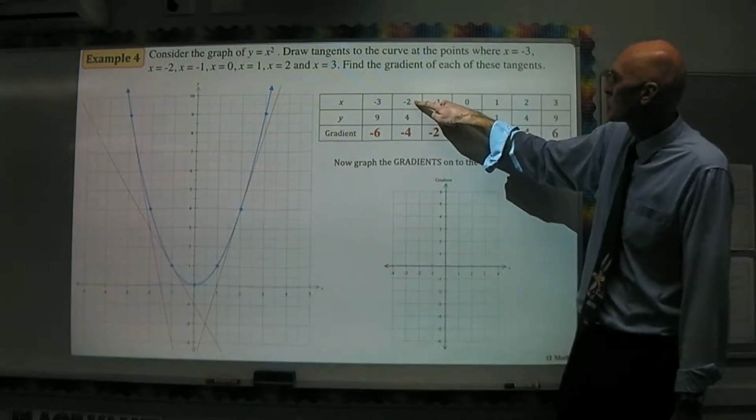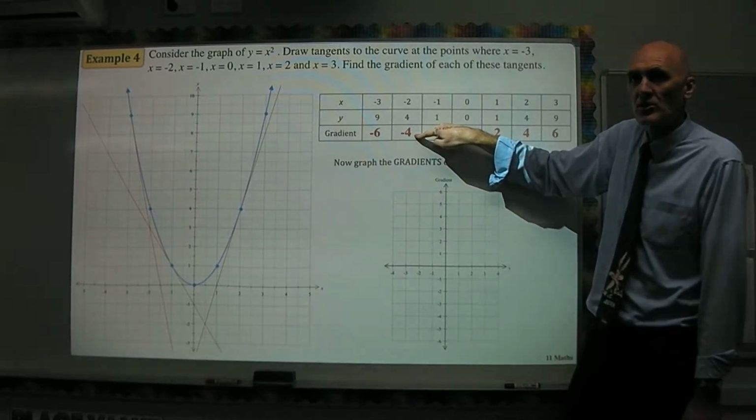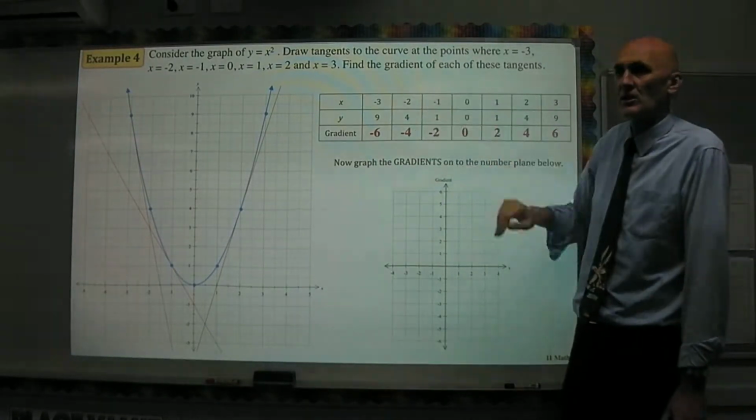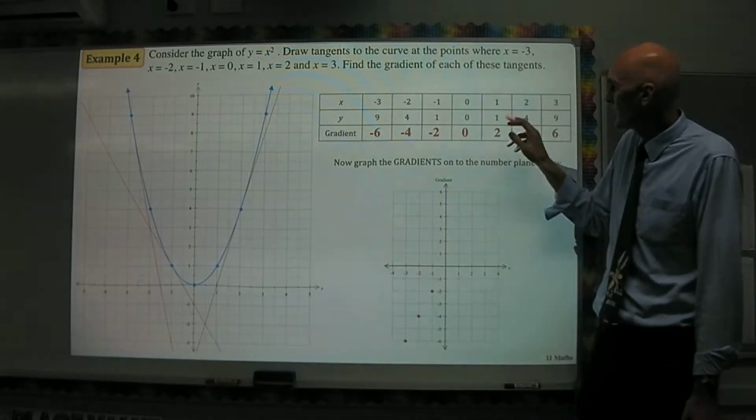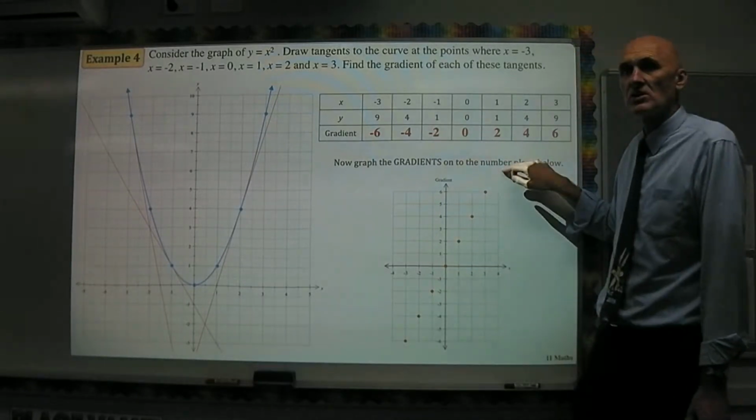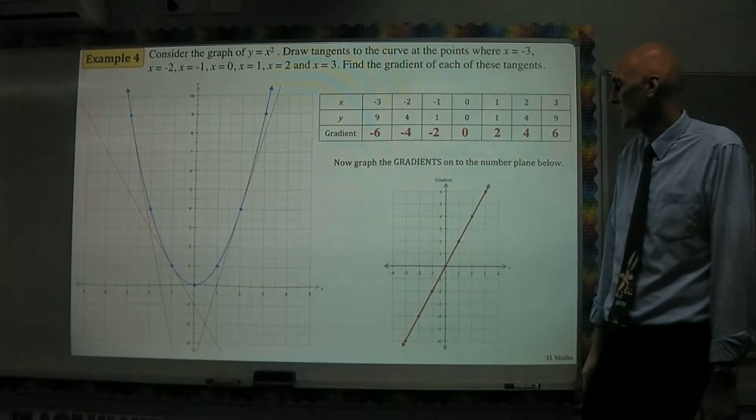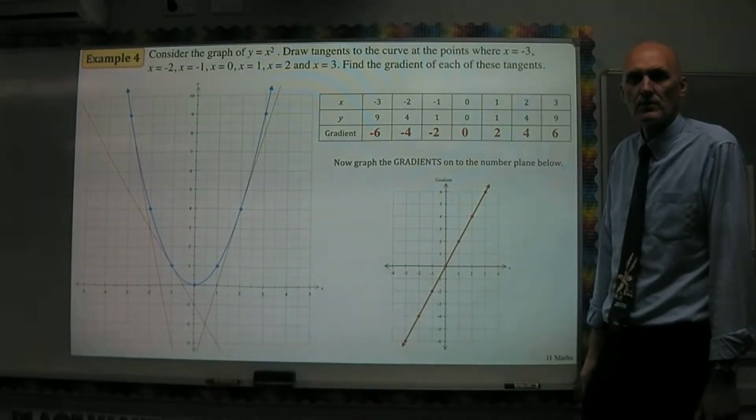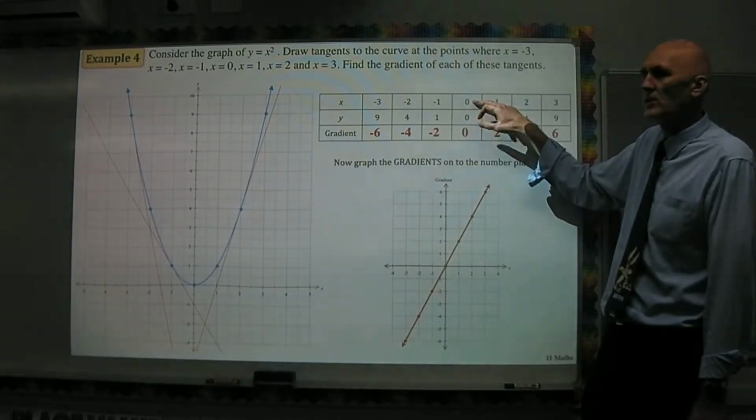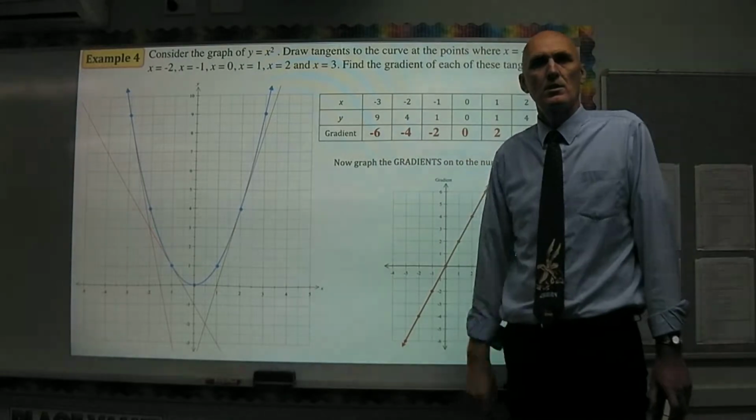When x is minus 2, I don't want to know what y is, I want to know what the gradient is. This is a gradient graph. It's not a y versus x graph, it's a gradient versus x graph. And so you put all of those points on, and they should end up, in this case, looking something like that. And I could join them together, and that's my gradient graph. So I'm looking at the x value and the gradient value. Put all the points together and there's a gradient graph.